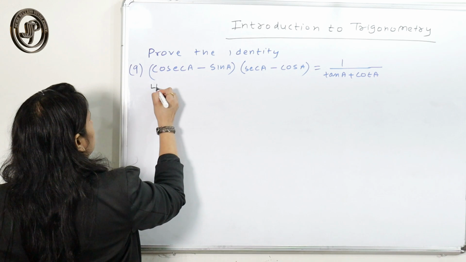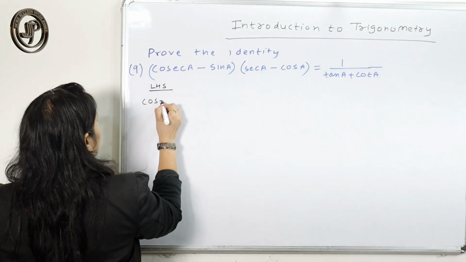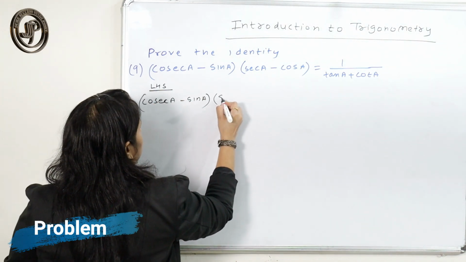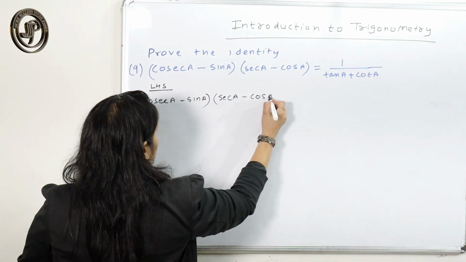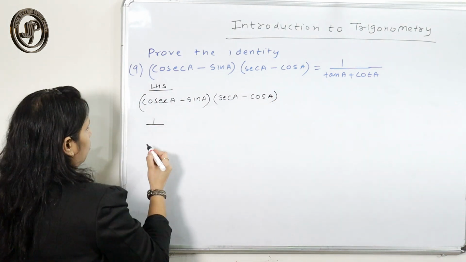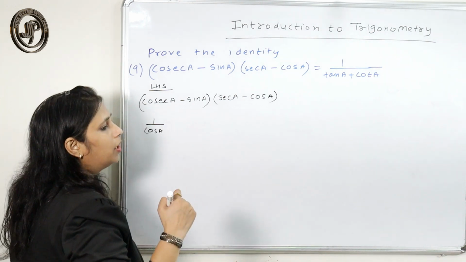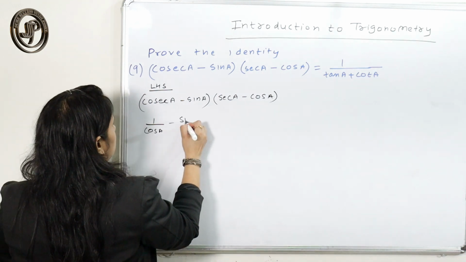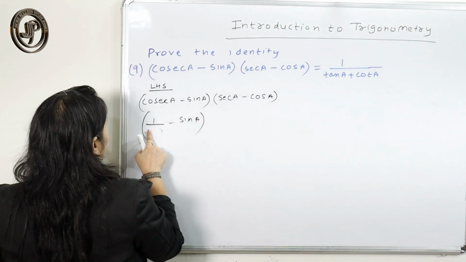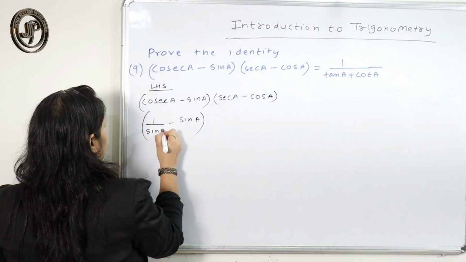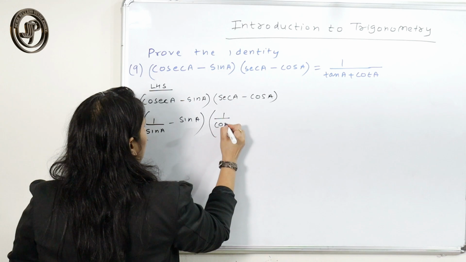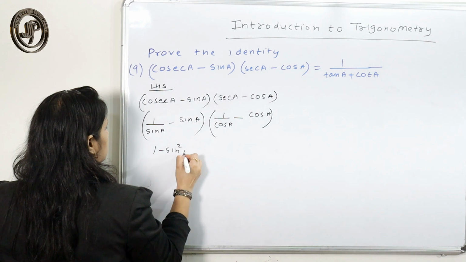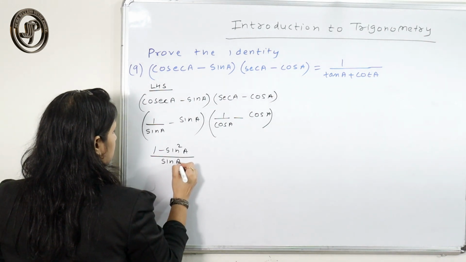So, take one more identity, again LHS. It is (cosec A minus sin A) and (sec A minus cos A). If you simplify this, my old step that you just have to use here, you first convert the things into sin cos form and then simplify this. So, 1 by cosec A can be written as sin A, and this is cos A minus cos A. So, here you can write sin square A upon sin A.